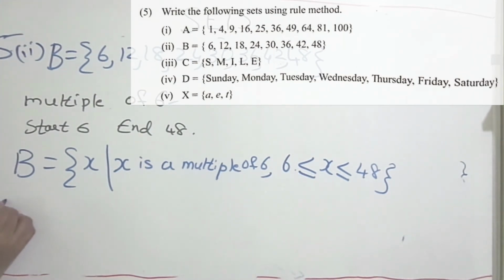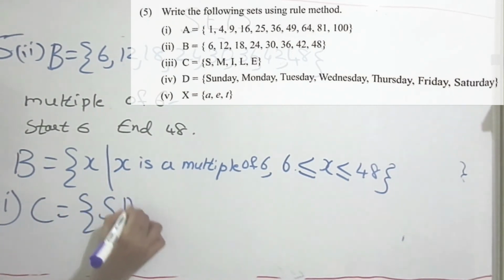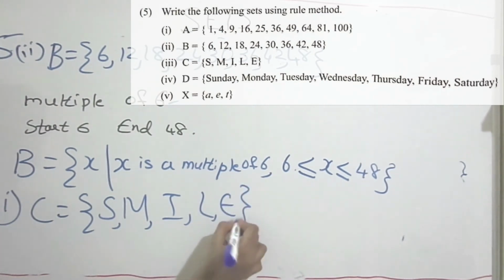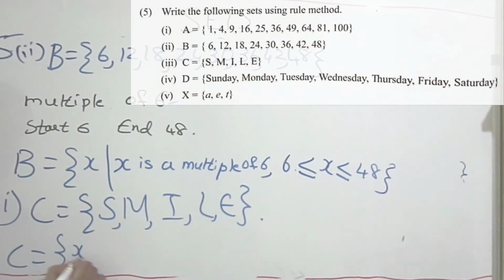Third sum. C is equal to S, M, I, L, E. This is very easy. How can you write it? C is equal to x such that x is a letter of the word smile.